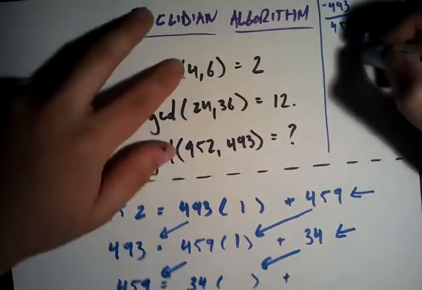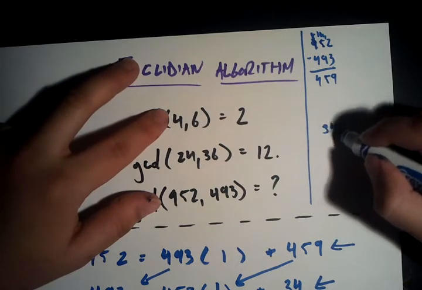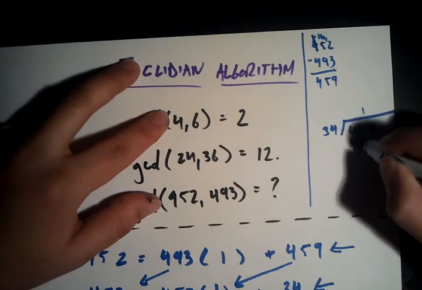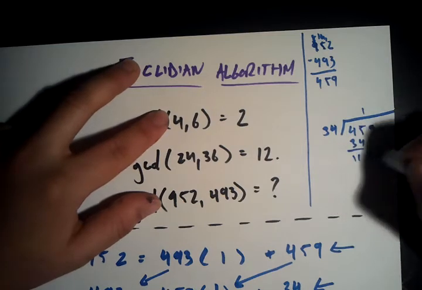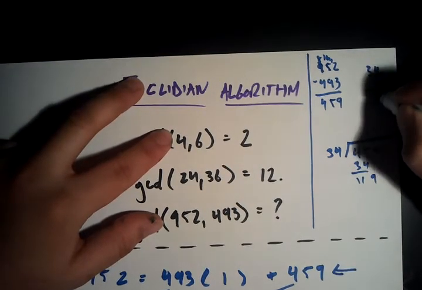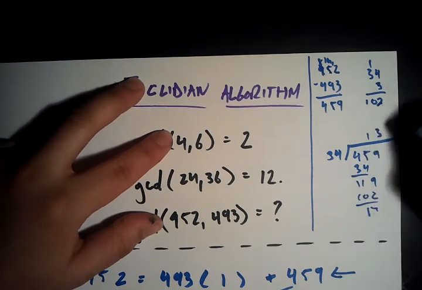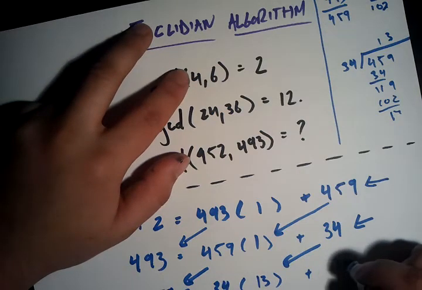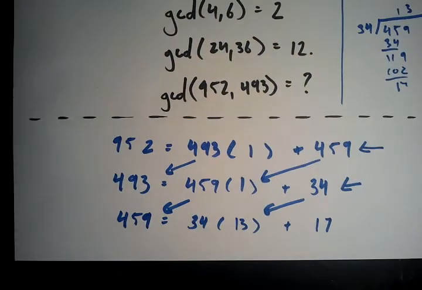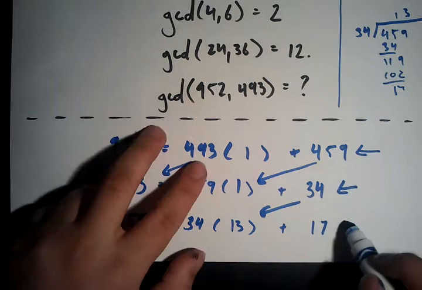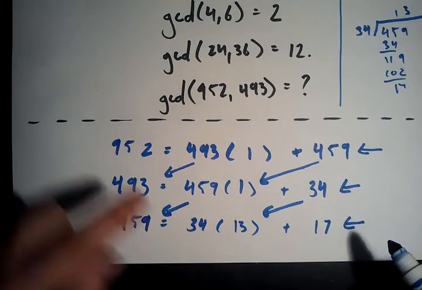Plus a remainder. Let's just come up here and divide 34 into 459. Let's see what 34 times 3 gives us. 102. So this is going to be 13 and a remainder of 17. And notice that took very little time, even using the long division process over here. So notice we still have a remainder, and we're going to have to do this one more time.